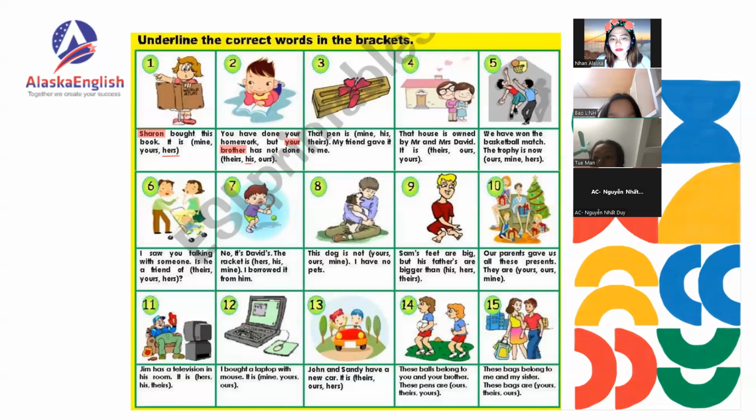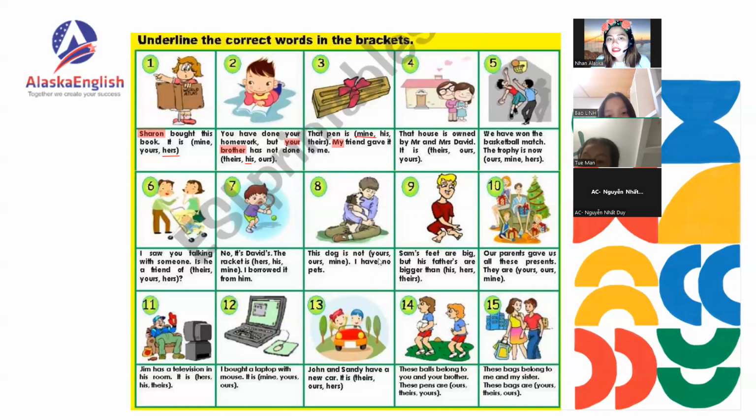Very good. Number 3, Baoling again. The pen is mine. That pen is mine. Very good. My friend gave it to me. All right, good. Now let's hear it from Tuiman.